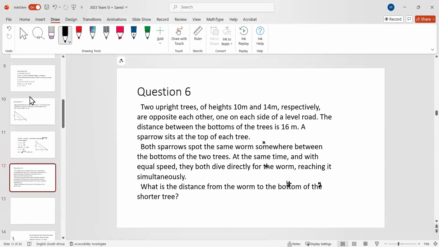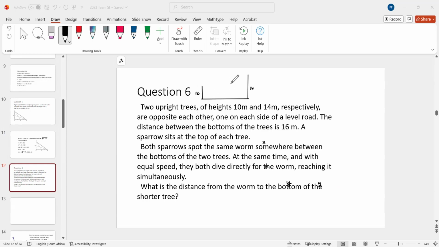So let's get on to question 6. Question 6 says the two upright trees of heights 10 meters and 14 meters. So let's draw these trees. I don't have much space here, but I think I have created space. So you got trees. One is 10 and one is 14. They got a short tree and a tall tree. Now, there's a big story here. The distance between the bottoms of the trees is 16 meters. So this is 16 meters.